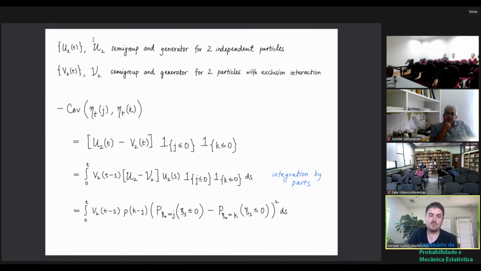And if script U2 denotes the generator associated to the semigroup U2, and script V2 is the generator associated with the semigroup V2, then we can use integration by parts to rewrite this covariance in terms of an integral involving this semigroup V and probabilities of random walks. So this comes from a generator computation from the third to fourth line.